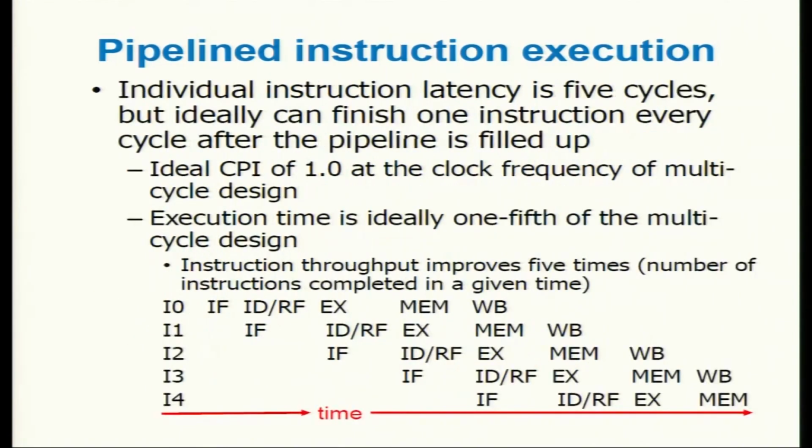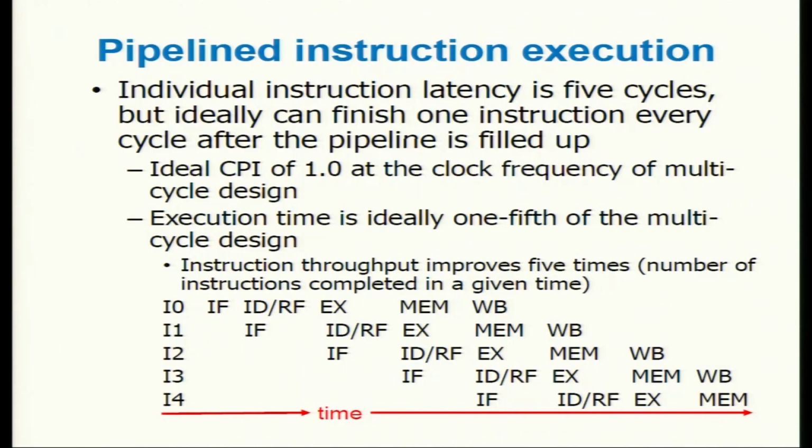Pictorially, this is what it looks like. If my time goes in this direction, that means my cycles are in this direction, and each vertical column is essentially a cycle. In the first cycle, I fetch the first instruction, I0, and it will go through the 5 stages as usual in 5 cycles. In the second cycle, when I have completed fetching I0, I can start fetching I1. In the third cycle, I can start fetching I2. In the fourth cycle, I can start fetching I3, and so on.